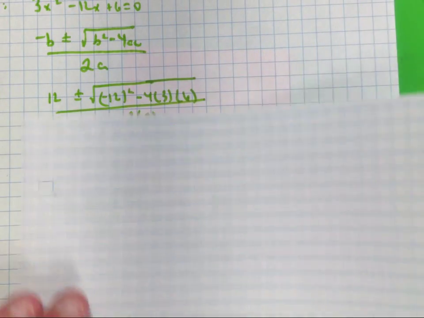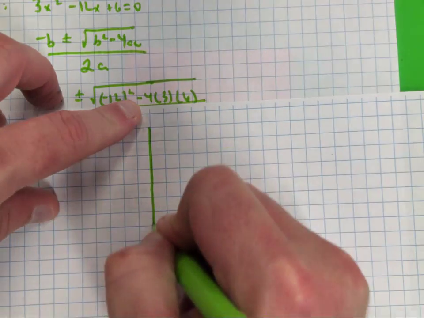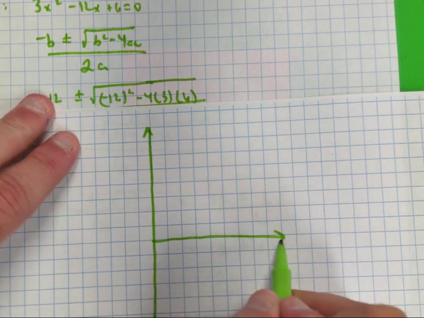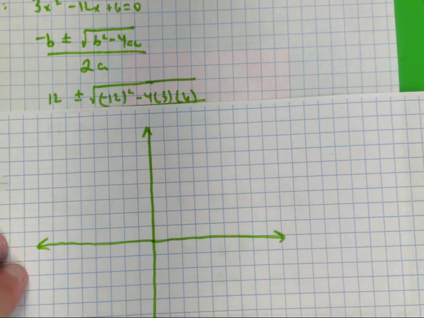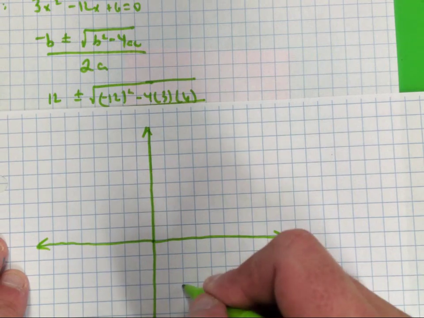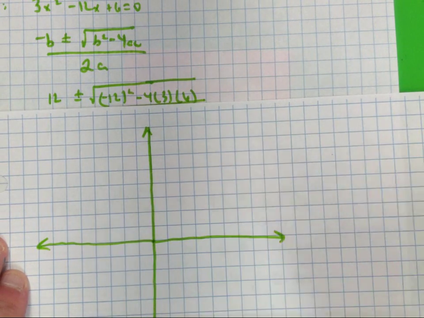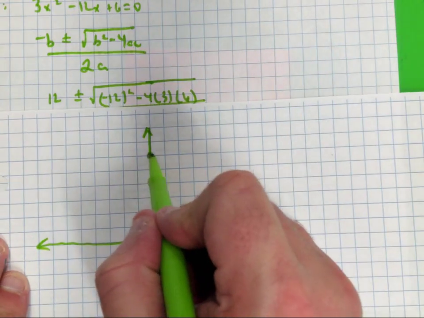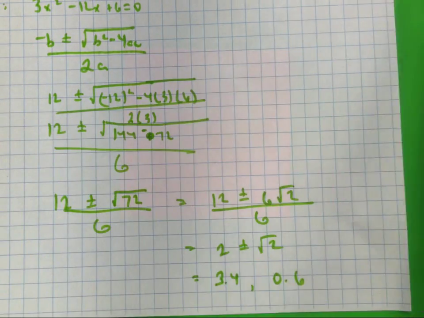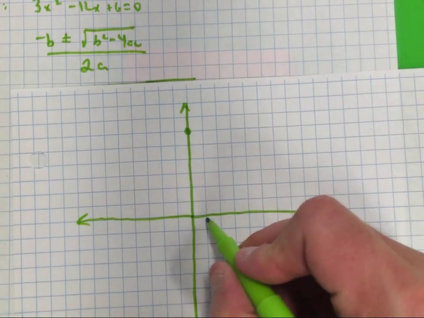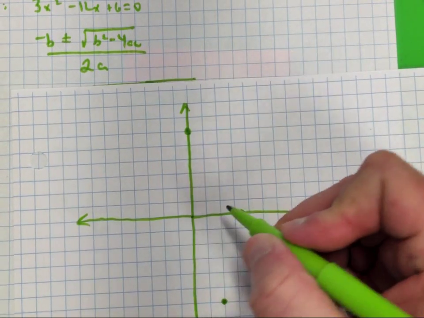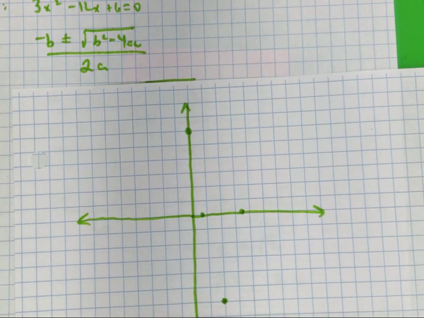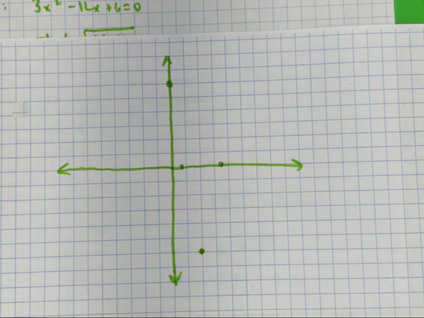Alright, so my vertex will be 2, -6, 1, 2, 3, 4, 5, 6. Y-intercept is 6, 1, 2, 3, 4, 5, 6. My x-intercept is 3.4, and then 0.6. So you just estimate. So I got 1, 2, 3.